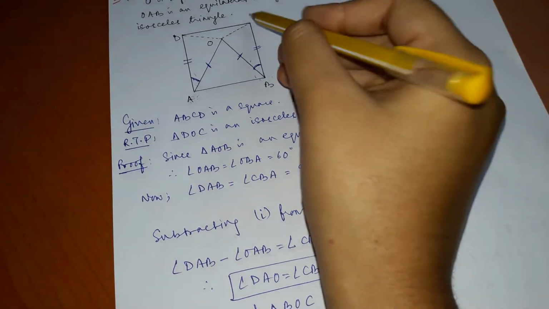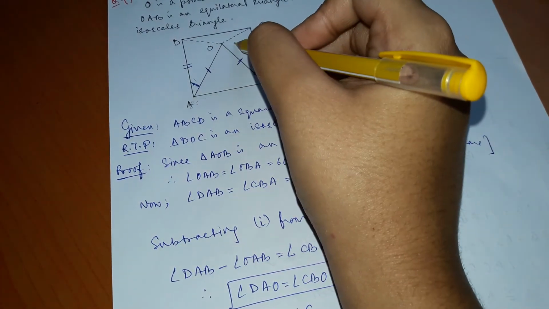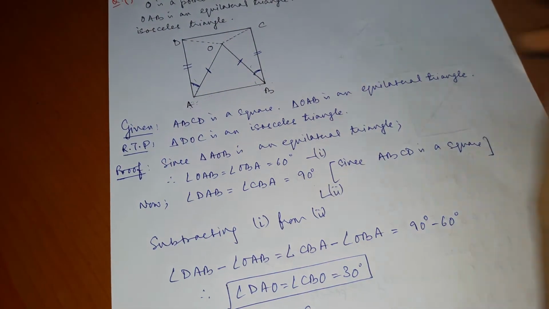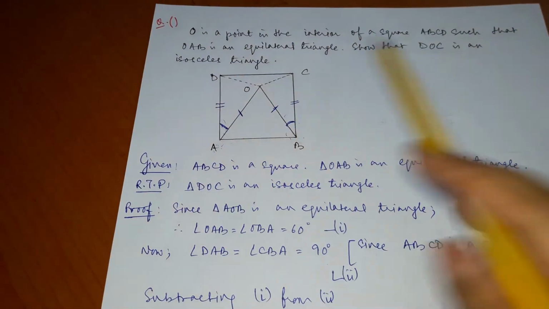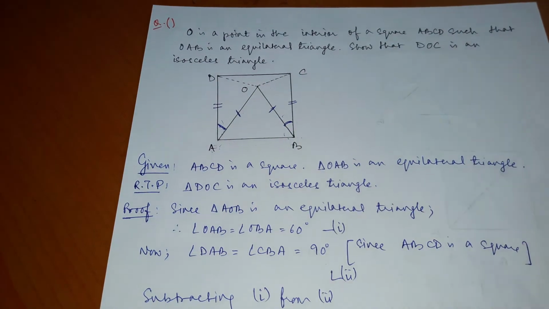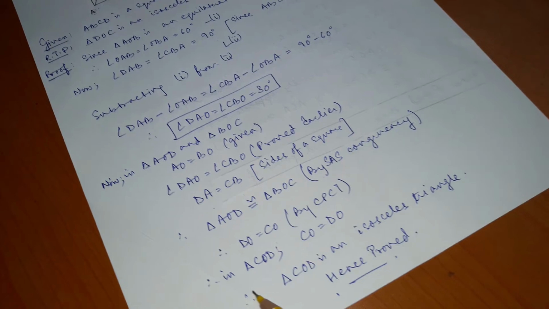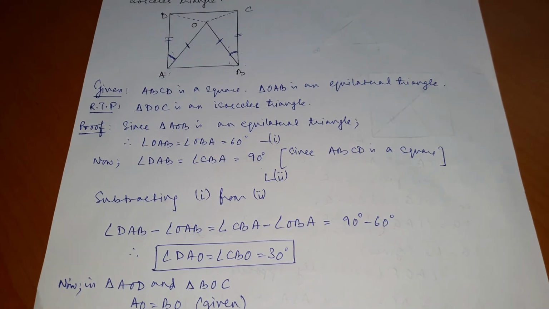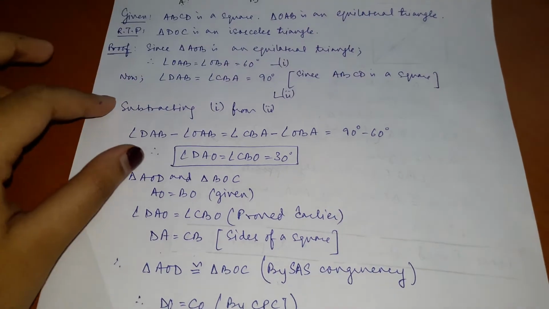Now in triangle COD, if we have proved that DO equals CO, it means ये triangle में दो sides equal है. And in a triangle if two sides are equal, it means it has to be an isosceles triangle, and we have to prove this, that triangle DOC is an isosceles triangle. So ultimately if DO equals CO in triangle COD, it means that triangle COD is an isosceles triangle, hence proved. Very simple proof. Just have a look at the solution.